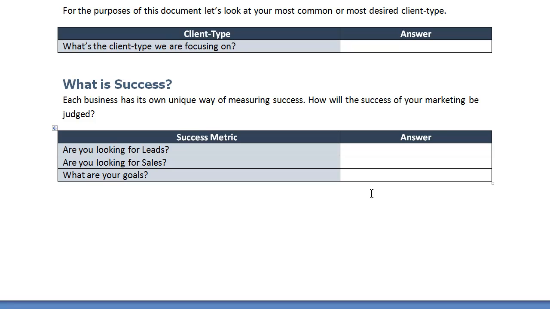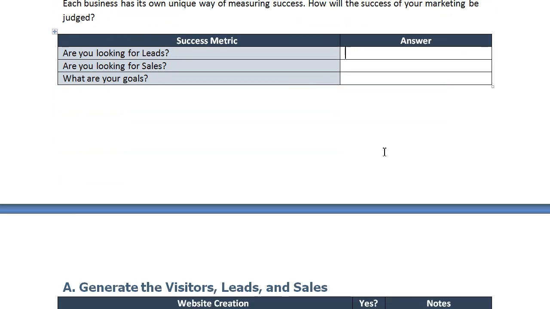Next, we need to know what is success. We need to know how are we going to judge success. Are we looking for leads? Are we looking for sales? If you're e-commerce and you're looking for sales. If you're relationship business, then you're looking kind of for leads, and it's an internal process to convert those leads into sales. Okay, what are your goals? So think about these items.